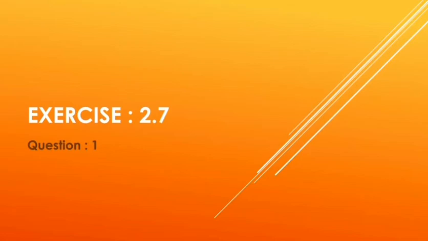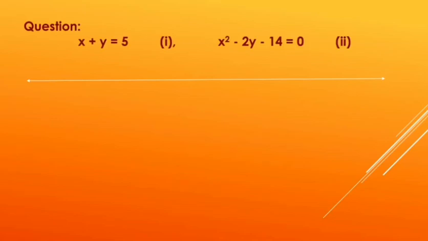Now we will start exercise number 2.7. We will start from question number 1. The question is, solve these two simultaneous equations. We have to solve these two equations.